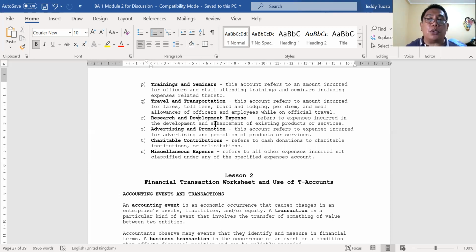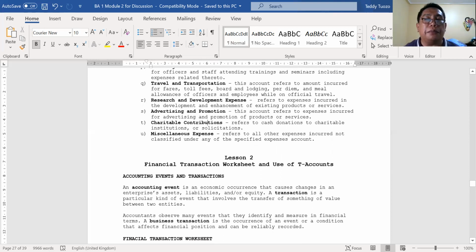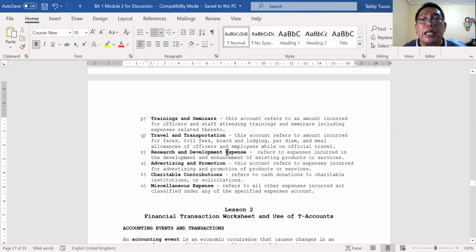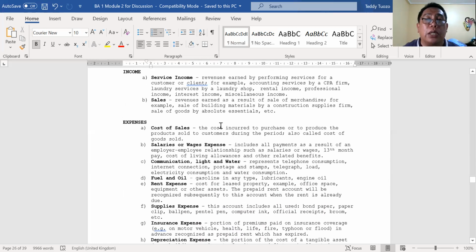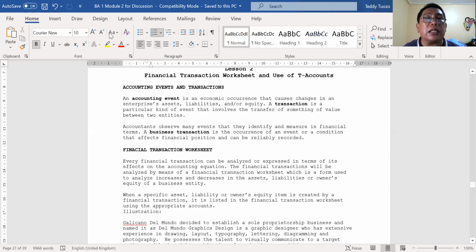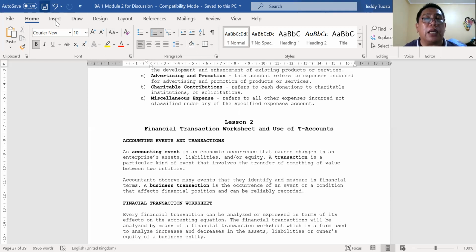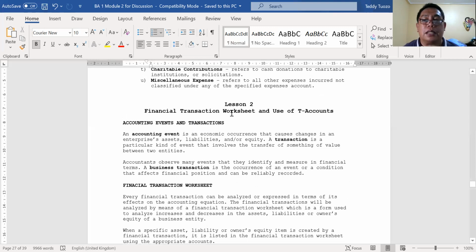Charitable contributions are what you donate to any charitable institutions or any person or a community, for example, when a solicitation was made by an NGO or a local government unit. Then it is a charitable contribution. And all those expenses that cannot be classified with the ones that we mentioned here under expenses can be recorded as miscellaneous expense.